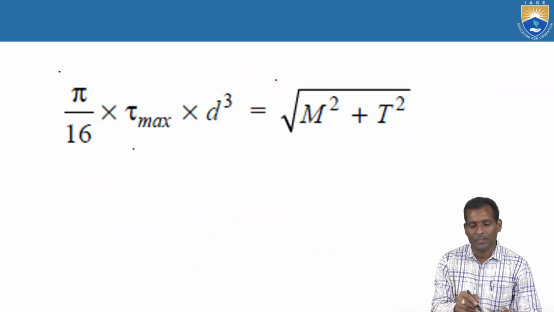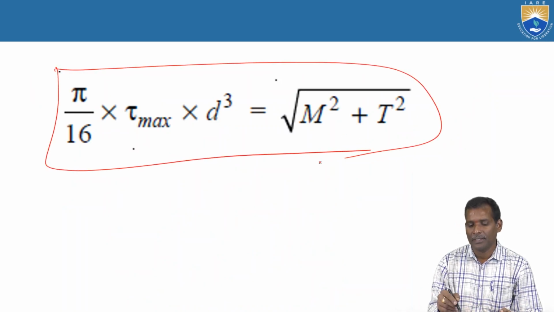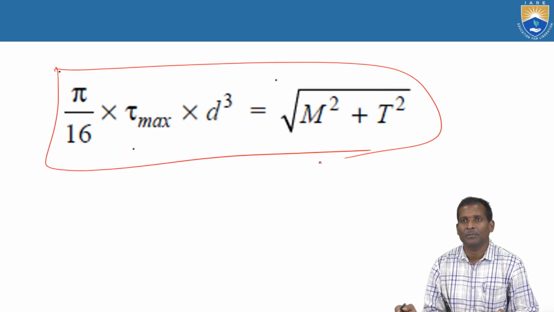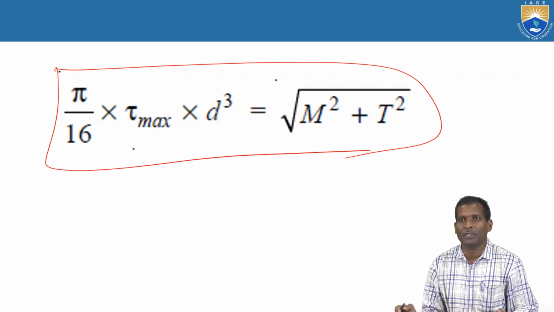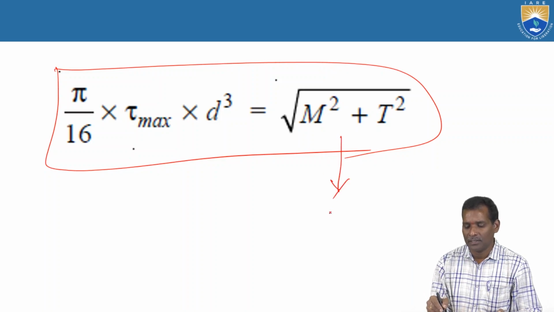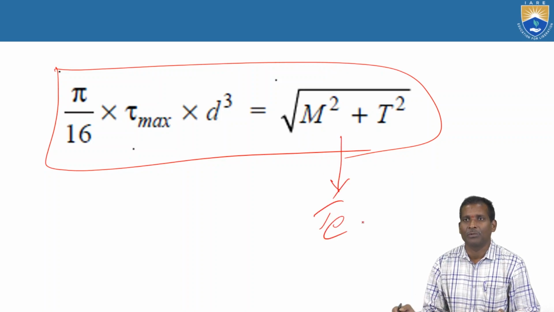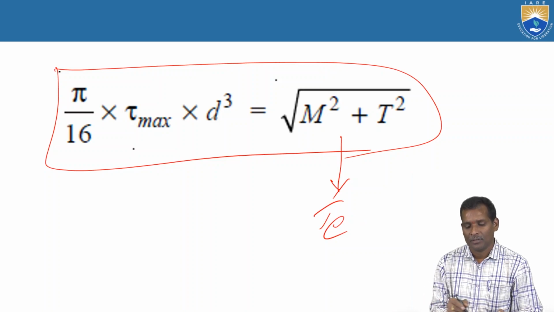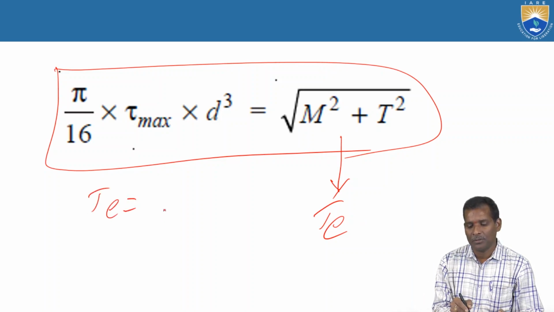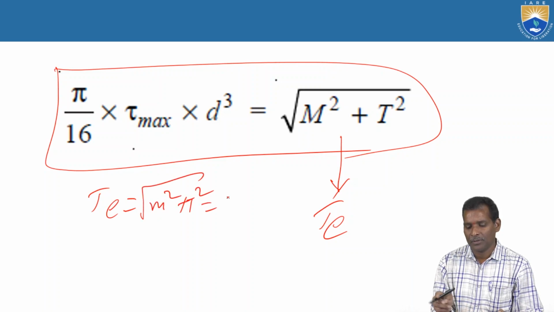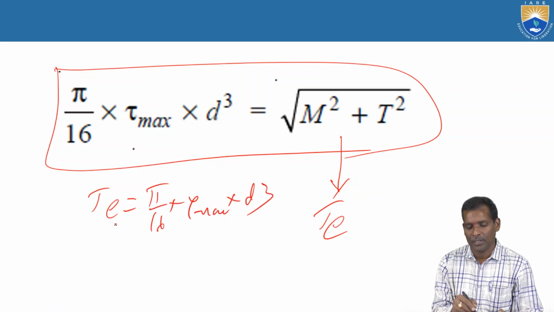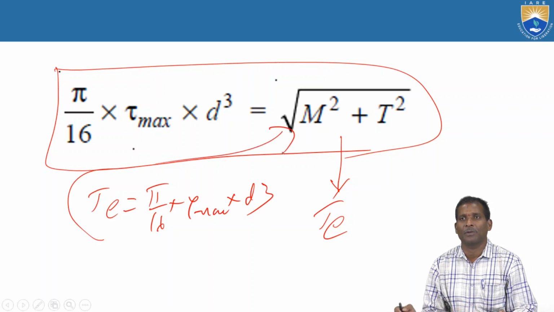So the final equation obtained is like this: pi by 16 into tau maximum into d cube is equal to the square root of m square plus t square. This term is called the equivalent twisting moment T. So you can write T is equal to square root of m square plus t square, which is equal to pi by 16 into tau max into d cube. What is T? T is the square root of m square plus t square.